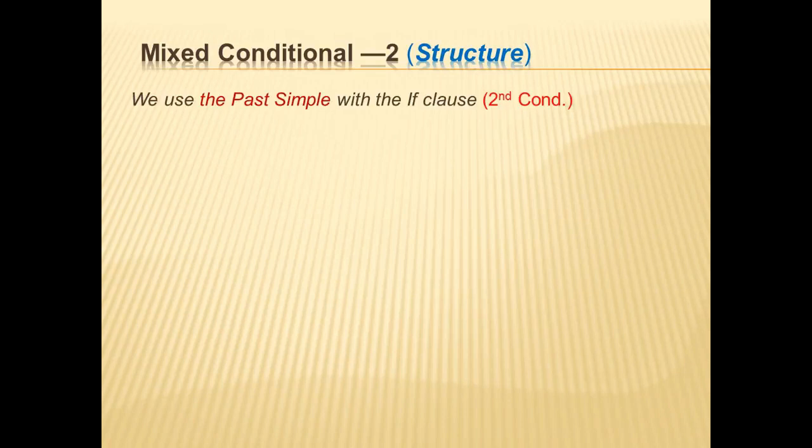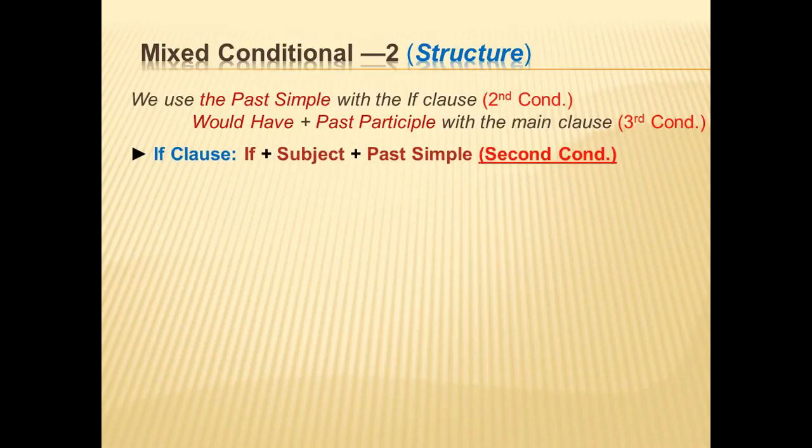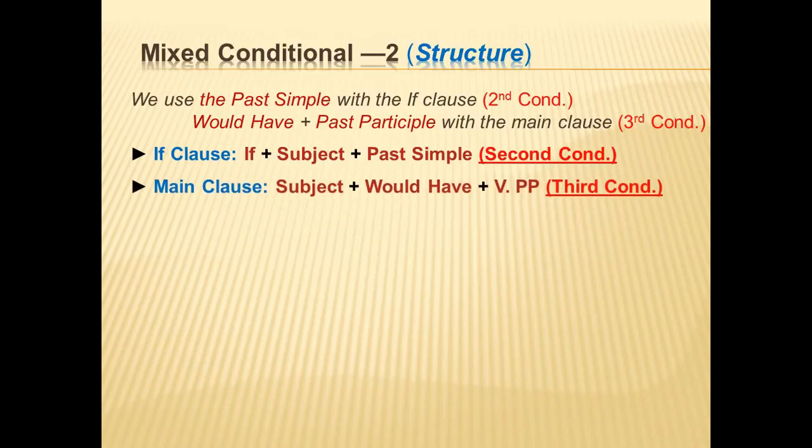Now we are going to study mixed conditional two. We use past simple in the if clause, as in the second conditional, and we have to use would have plus past participle in the main clause, as in the third conditional. In the if clause, we use if plus subject plus past simple, and in the main clause subject plus would have plus past participle, and we have to put them together.